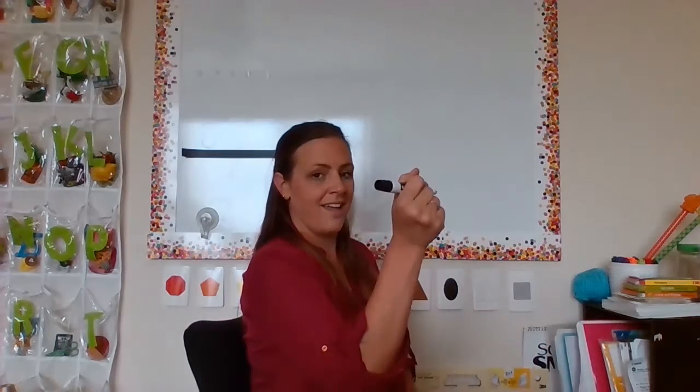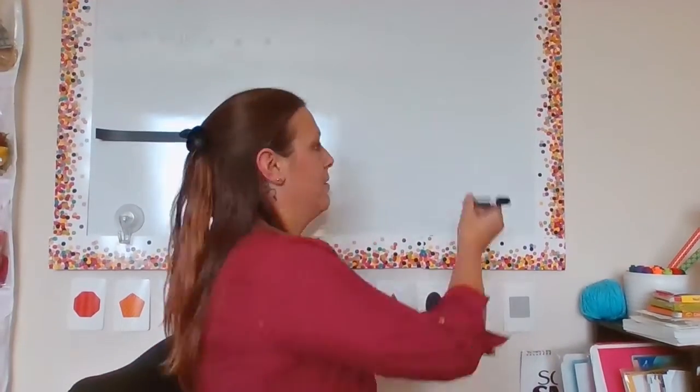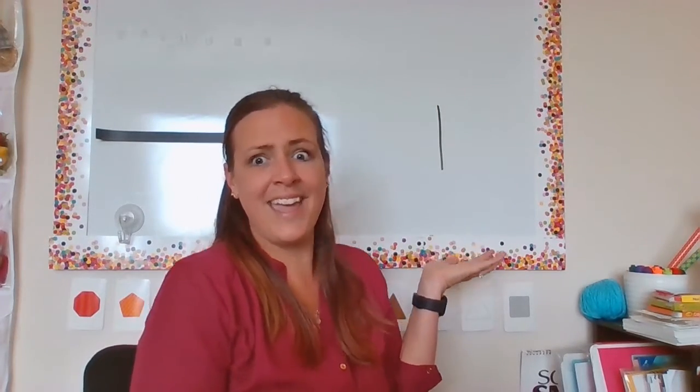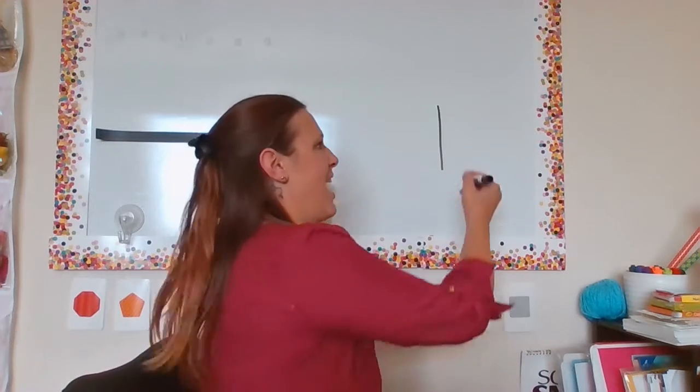So I'm going to get my marker and we'll write the number 1. And this number is easy peasy lemon squeezy because guess what? All I do is draw one line down and I have a 1. Easy, right? Let's do that again.